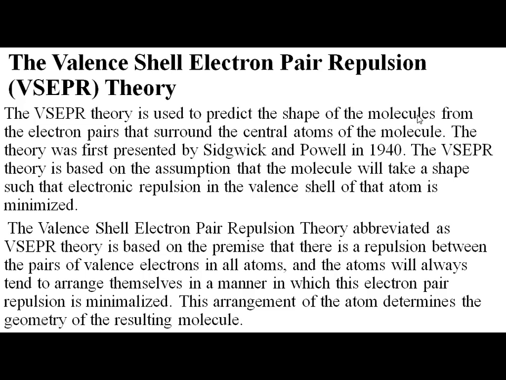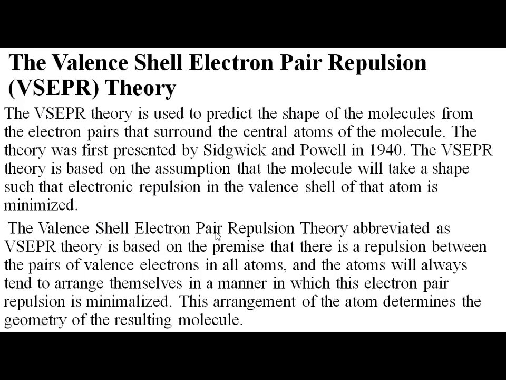So it predicts the geometry of the molecules from electron pairs that surround the central atom of the molecules. How it predicts, we'll discuss in this theory. The postulates are being given for this theory. This theory was first presented by Sidgwick and Powell in 1940. VSEPR theory is based on the assumption that the molecule will take the shape such that electronic repulsions in the valence shell of that atom are minimized.